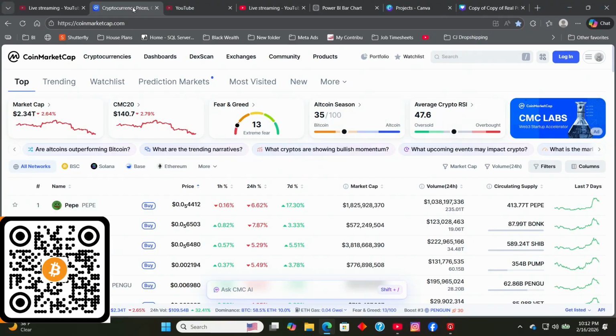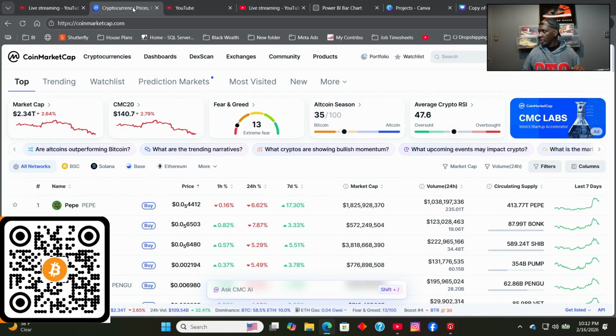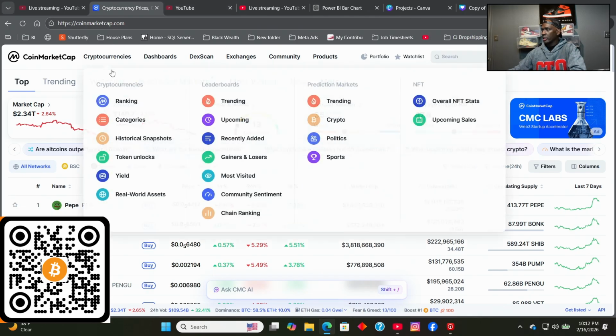As we see here, this is where we're pulling the data from. It's actually coinmarketcap.com. So this data is what we are going to be bringing in to Power BI.